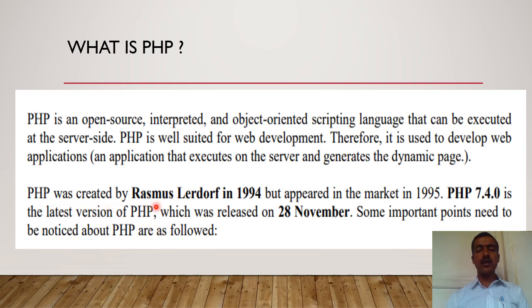Now some other details regarding PHP. PHP was created by Rasmus Lerdorf in 1994 but appeared in the market in 1995. He is the founder of PHP. The latest version of PHP is 7, and there are some other versions also available, like PHP 8.1, 8.2, and so on. The seventh version was released on 28th November.